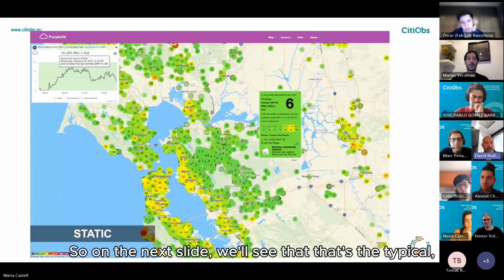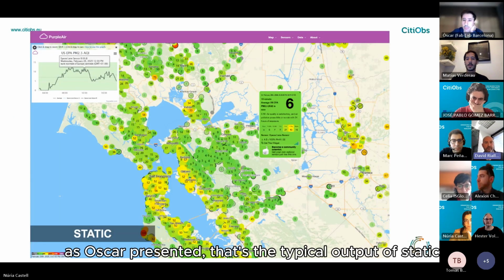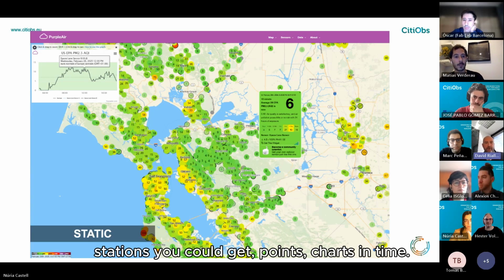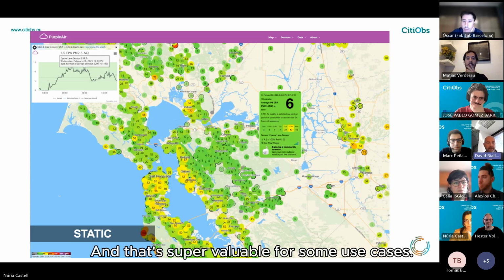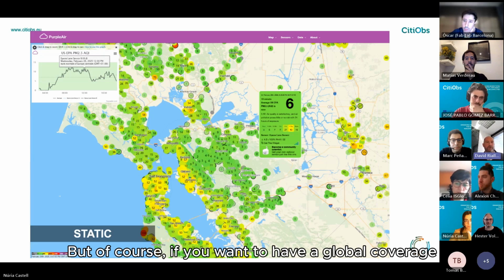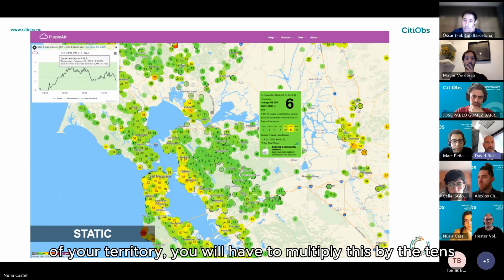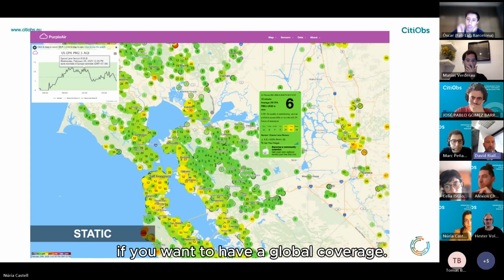On the next slide, we'll see that's the typical output of static stations, as Oscar presented. Points, charts in time, and that's super valuable for some use cases. But of course, if you want to have a global coverage of your territory, you will have to multiply this by the tens.